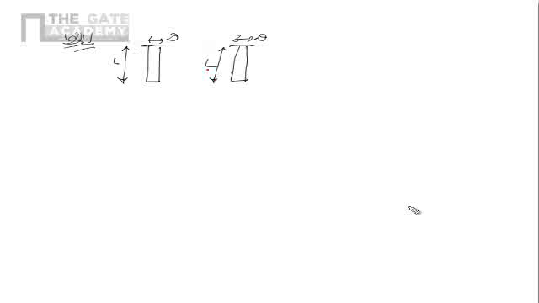One of the rods is made of mild steel, so this has E of 206 GPa. This particular rod has E of 206 GPa, and the other rod is made of cast iron. It has the Young's modulus of 100 GPa.